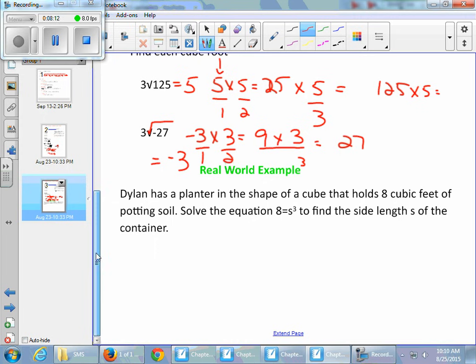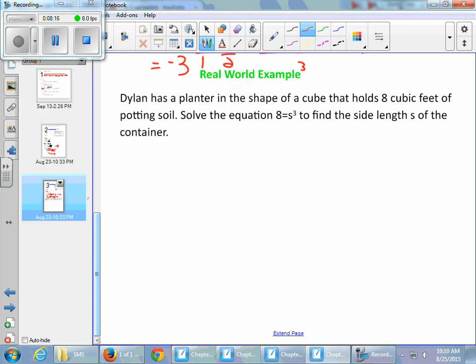And let's take a peek at our real world example. Dylan has a planter in the shape of a cube that holds 8 cubic feet of potting soil. Solve the equation 8 equals s to the 3rd to find the side length of s. So let's write it this way. S to the 3rd equals 8.